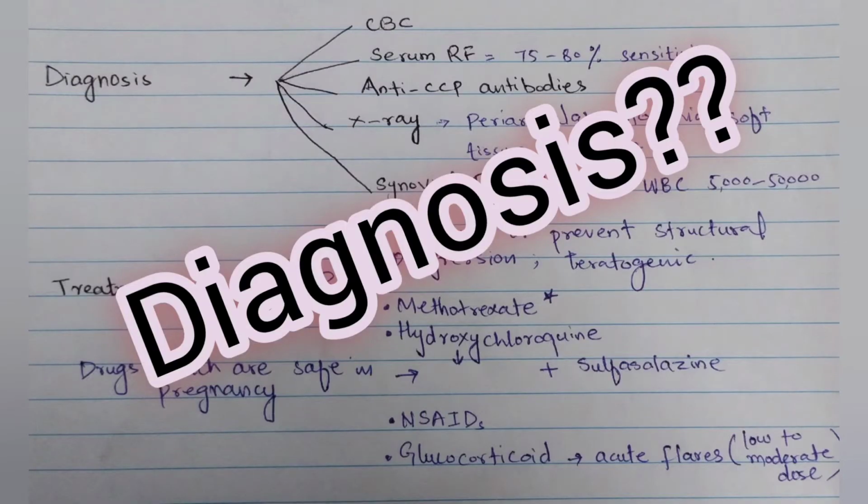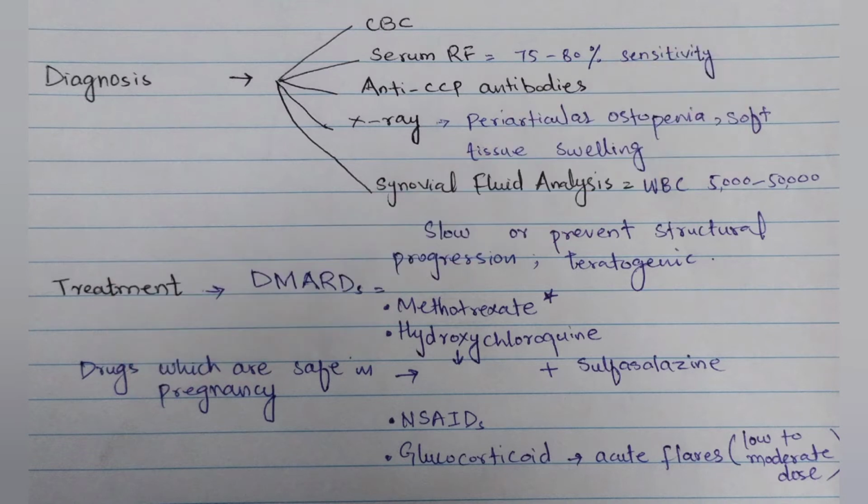Now how do we make our diagnosis? Our diagnosis is based on investigations. Our first investigation is CBC. CBC stands for complete blood count. In complete blood count, we will check for normocytic, normochromic anemia. Our second investigation is serum RF. RF stands for rheumatoid factor.